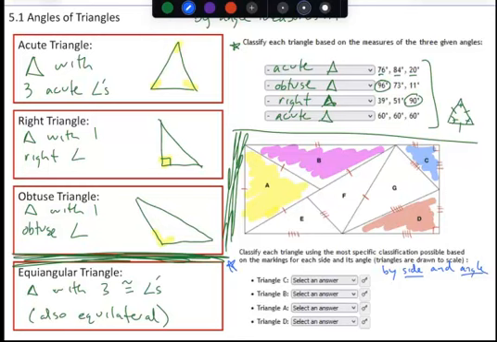Okay. Triangle B, right here. Triangle B has 2 sides with 1 tick mark, 1 side with 2. So again, first based on the sides, 2 equal sides is isosceles. And then what do we know about this angle right here? It extends beyond 90 degrees, so you're dealing with an obtuse triangle. So isosceles, obtuse.